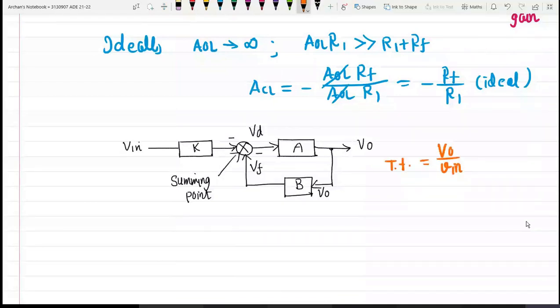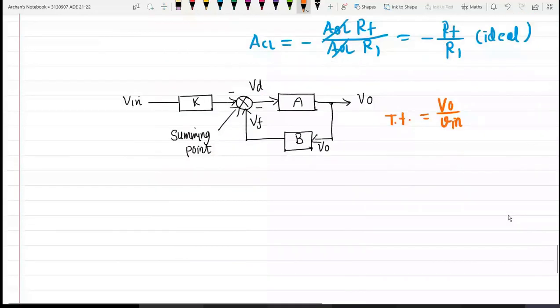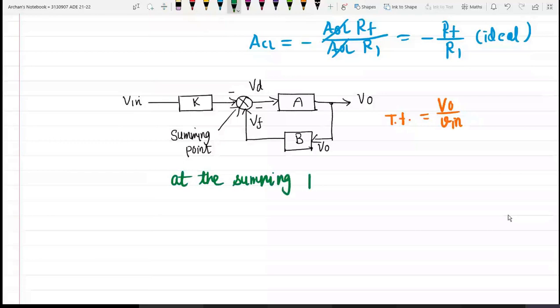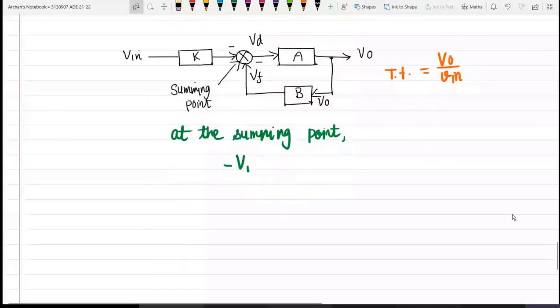Now here, at the summing point, we may write down minus Vin K minus Vf is equal to Vd. Vd times A is equal to V0, and V0 times B is equal to Vf. These are the two equations which we have derived from here.